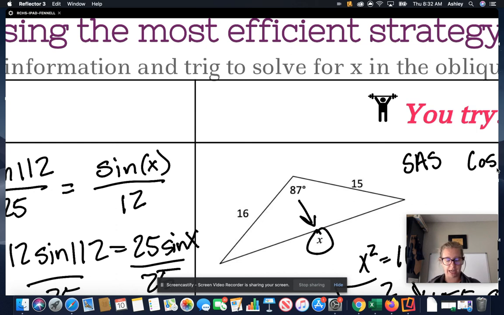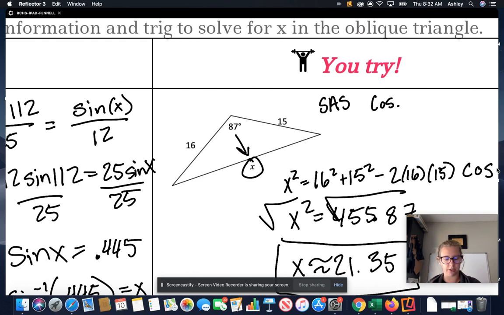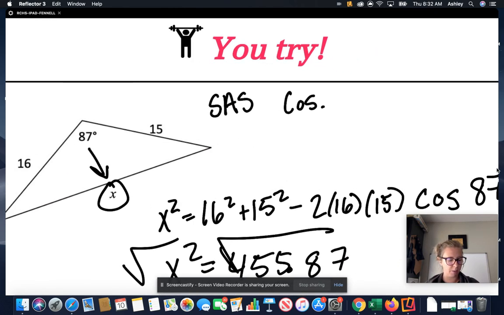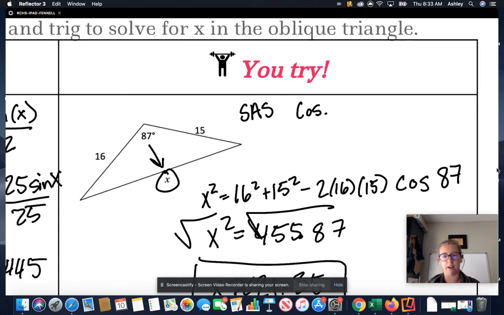So I want to solve for that side x. I'm going to put that on the left side of my equation. And then at the very end, we're going to have cosine of 87, the angle opposite it. And then, of course, we're filling in these other sides. So we're going to get x squared equals 16 squared plus 15 squared, my other 2 sides, minus 2 times those 2 values times the cosine of the angle, 87. Again, this is real easy. Just plug straight into your calculator. Everything on the right-hand side gives you 455.87 approximately, of course.